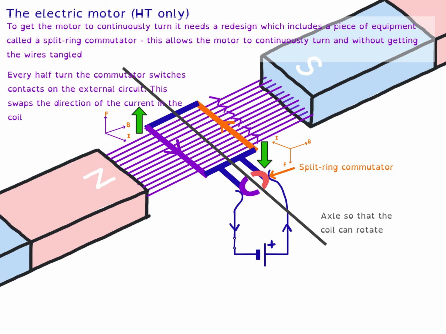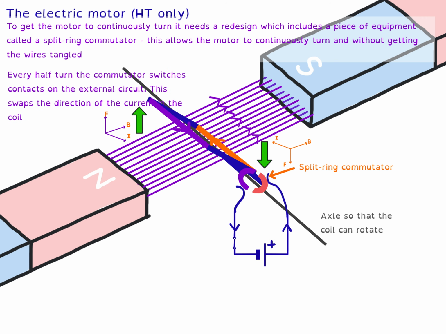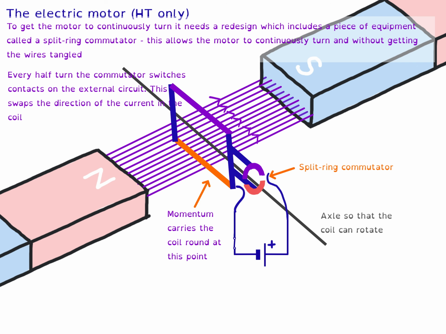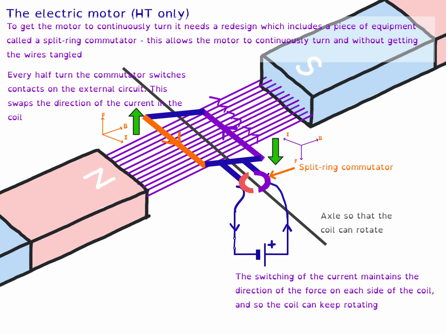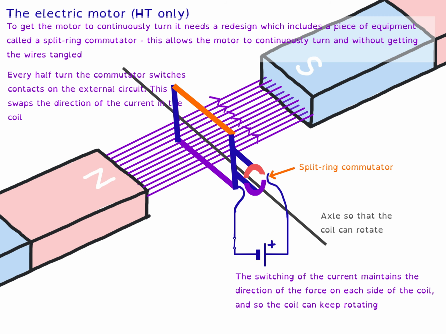Every half turn, the commutator switches contacts on the external circuit. This swaps the direction of current in the coil. The switching of the current maintains the direction of the force on each side of the coil, and so the coil can keep rotating.